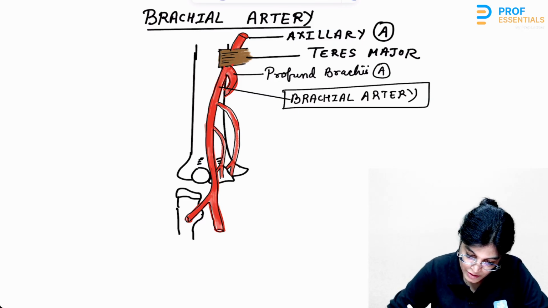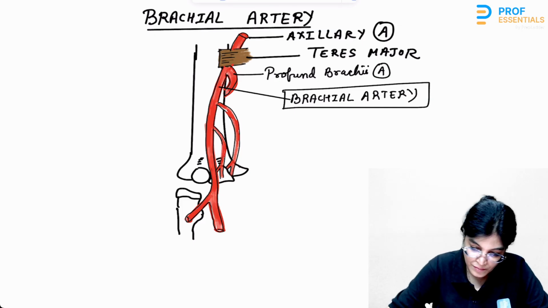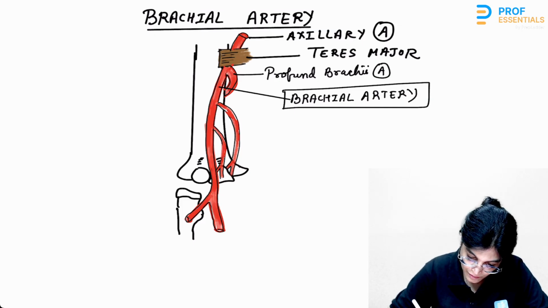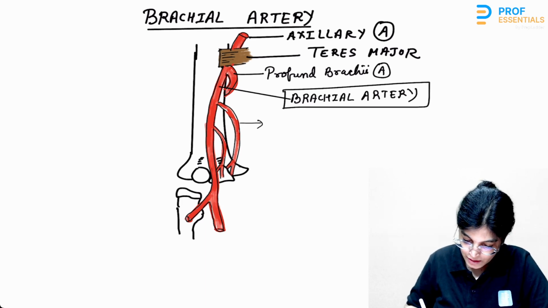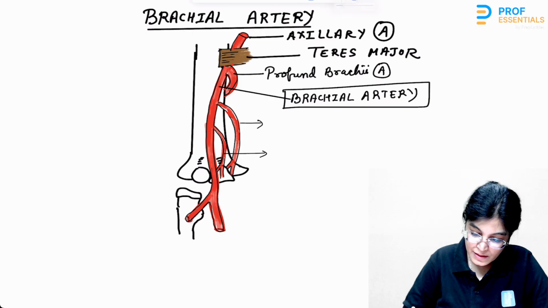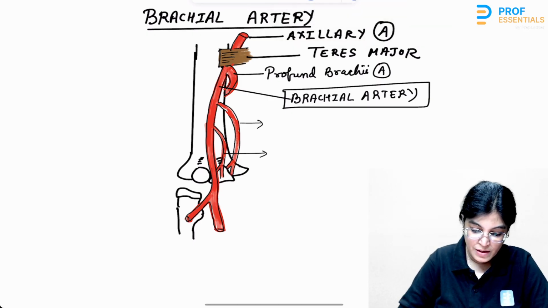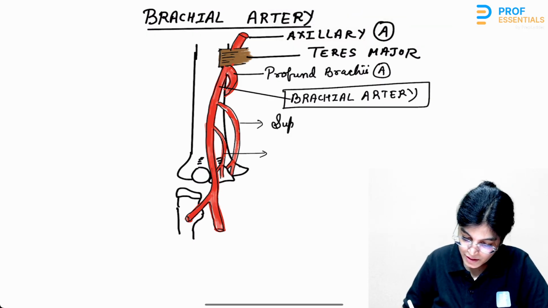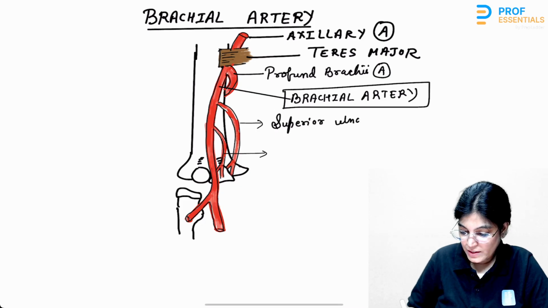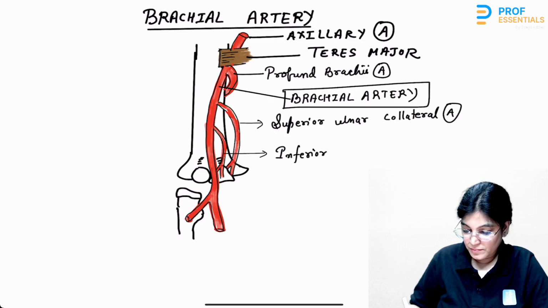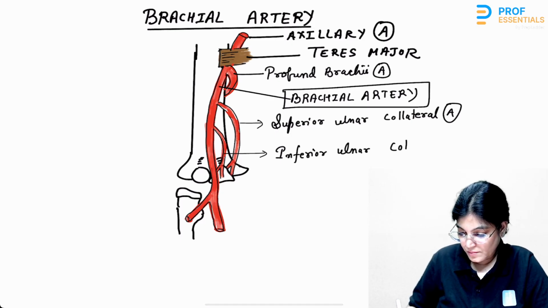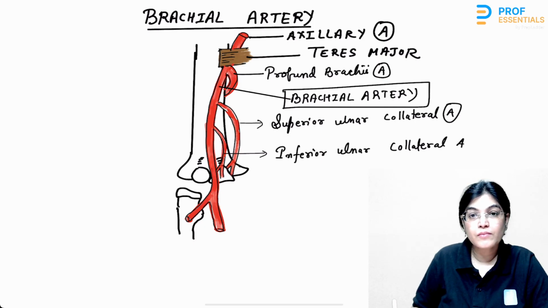These are ulnar collateral arteries. Got it? So these are the arteries. Please label it. The one above is the superior ulnar collateral artery. This is the superior ulnar collateral artery, and this is the inferior ulnar collateral artery. Got it?